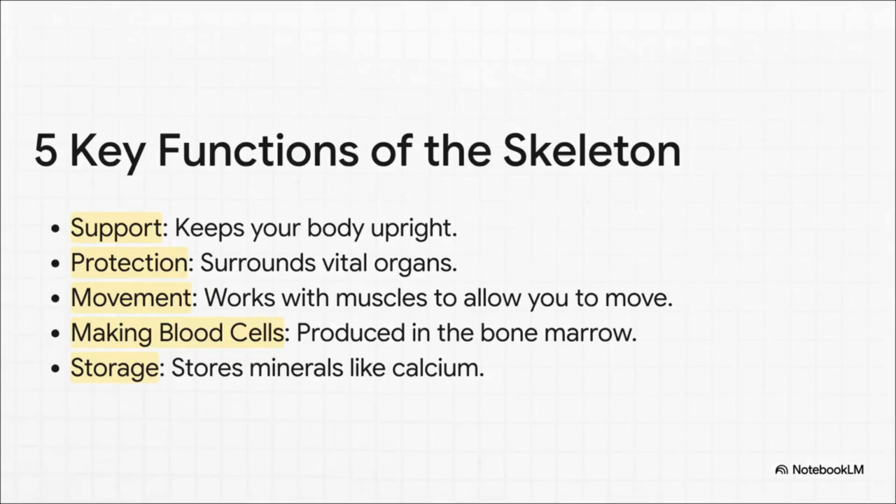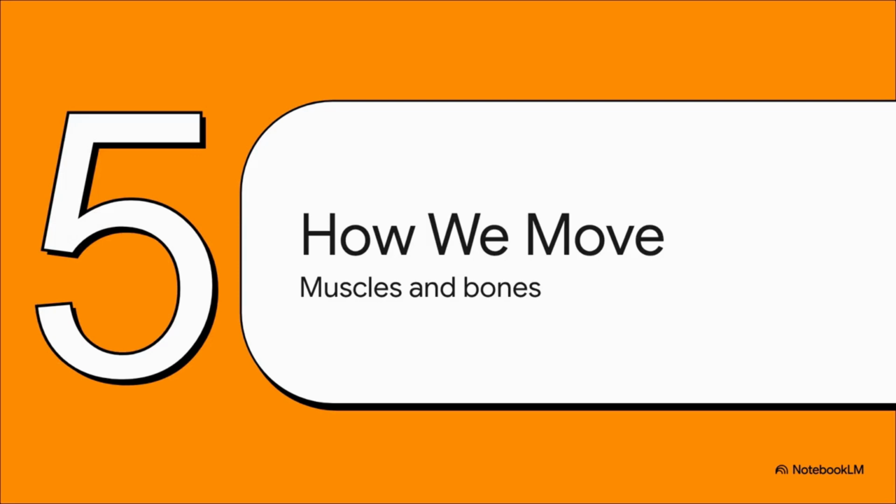But the skeleton's job goes way beyond just support. Of course, it gives us protection for our vital organs, and it acts as an anchor for our muscles to create movement. But here's the hidden role you might not know about. The marrow deep inside our bones is actually a factory, churning out red and white blood cells. Pretty cool, huh? All right, finally, let's see how this framework actually creates motion.